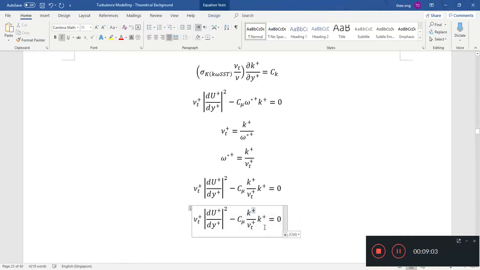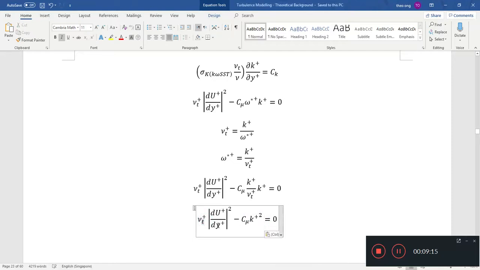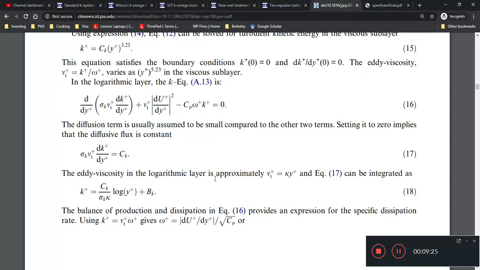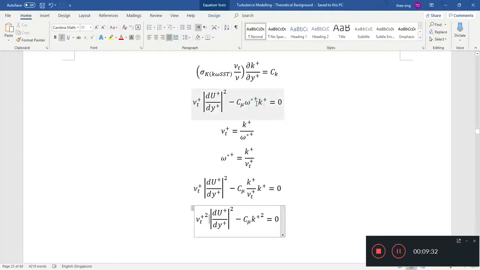So we'll have k plus squared, and if we just multiply everything by nu t, you get the following. There you go. We'll have an equation for k. Or the other way around, if you want to get rid of the k over here, you want to get rid of k here.